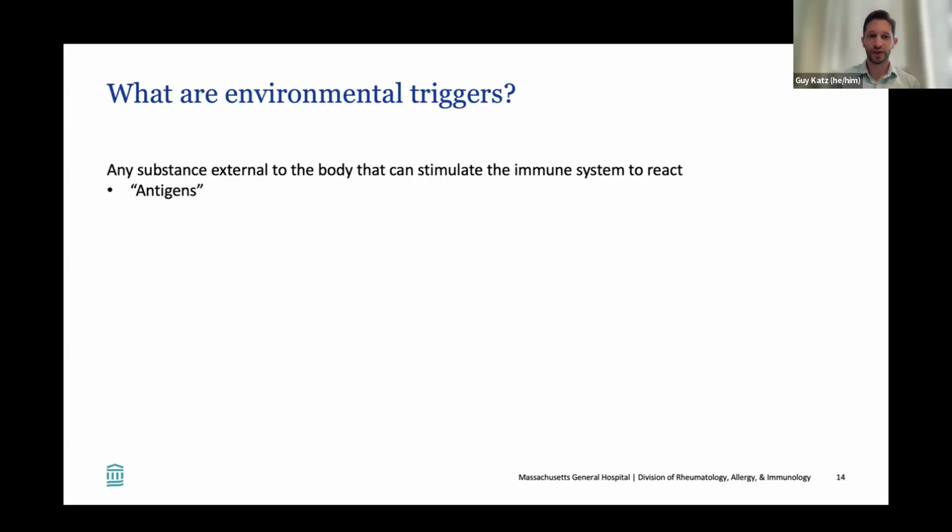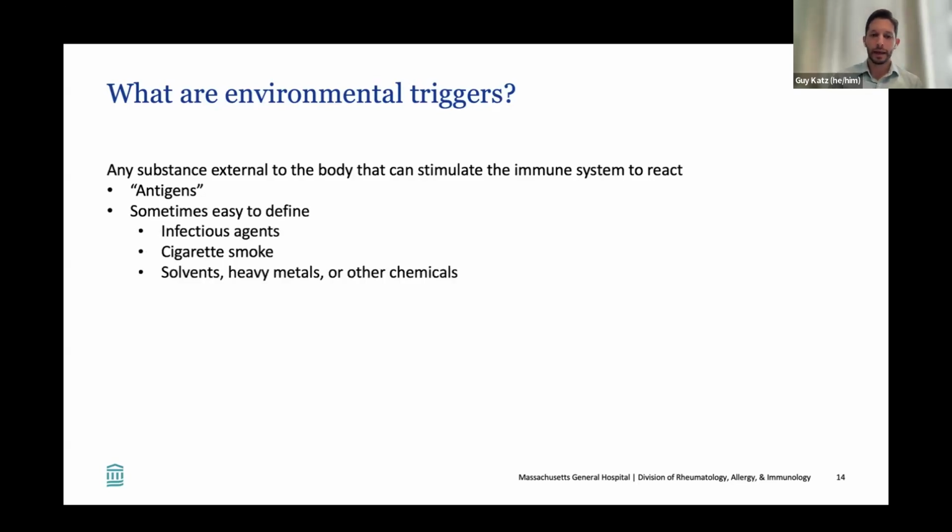So another term that we use to talk about these external substances or internal substances are antigens. Antigens are essentially anything that the immune system can recognize and react to, either positively or negatively. And sometimes these environmental triggers are very easy to define. For example, infectious agents, bacteria, viruses are very clearly something that's coming from outside of the body and going into the body and causing the immune system to react.